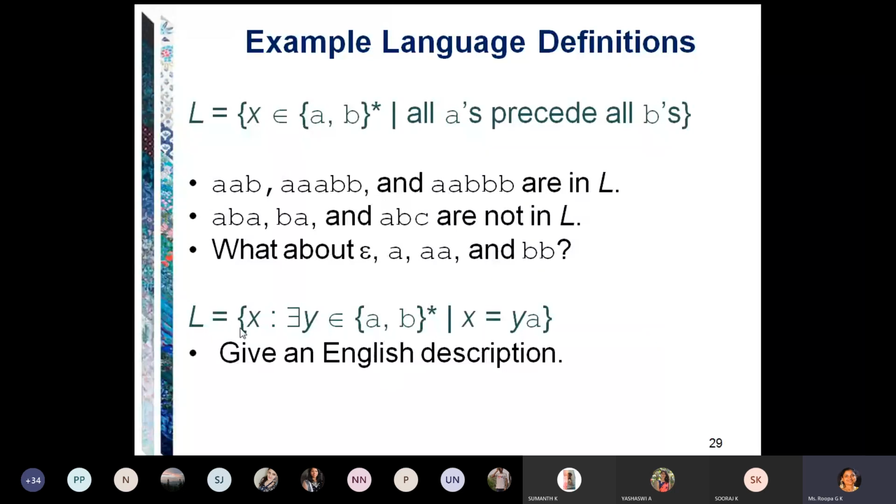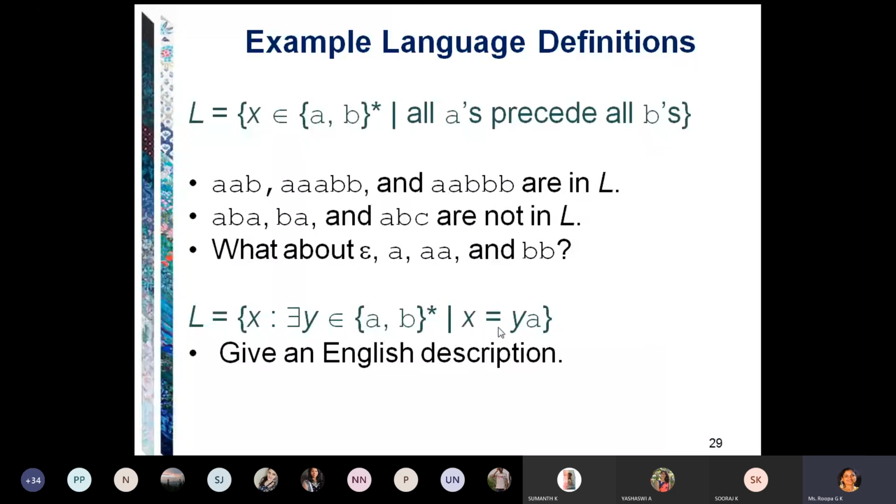Let me explain the problem definition now. x is a string. Okay, are you following? Students, following me? Okay, x is a string. Then there exists y, a substring, belongs to {a, b}*, which means we have a and b in the string language, where x is equal to ya.